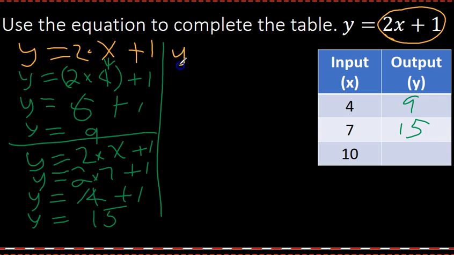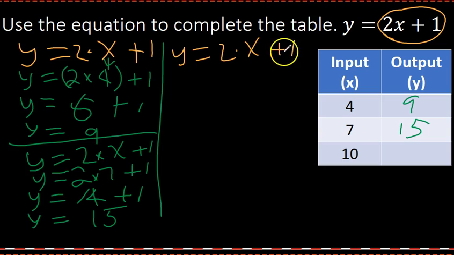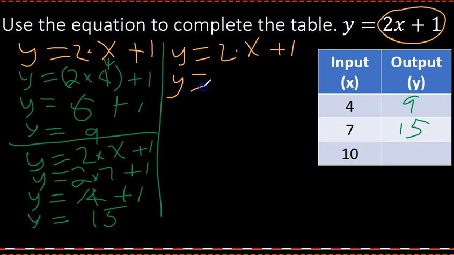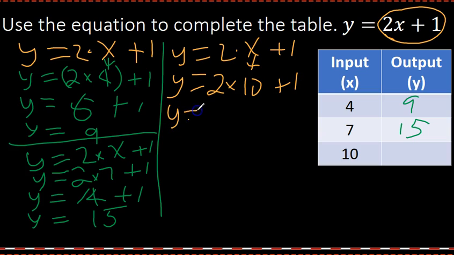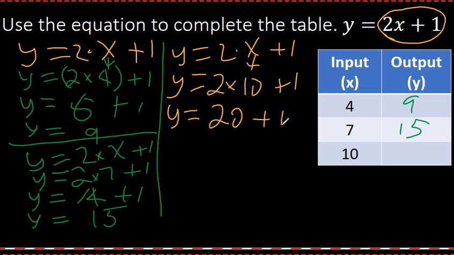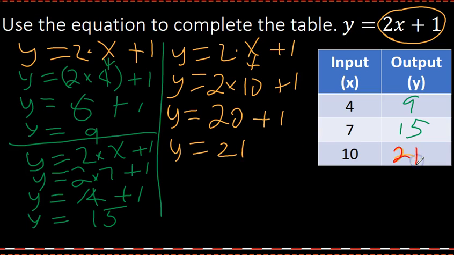Okay, let's do the next. y equals 2 times x plus 1. It's very important: show your work, make it clear. See, you're using the same machine, plugging in different things. What you put in will determine what you get out. Put in a different thing, you get a different thing out. So y equals 2 times 10, 20. Very good. 20 plus 1, 21. So when x is 10, y would be 21.